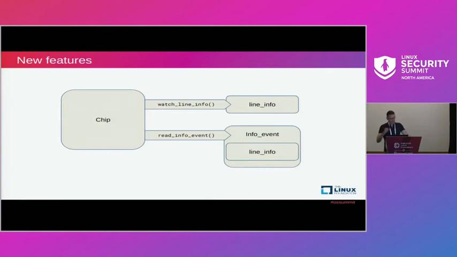So now about watching the changes in the status of lines. As I said previously, in V1 we have this problem where, let's say you get your line handles from your chip and then someone requests those lines. Unless you actively try to request them and fail, or unless you regularly reread the information, you will not be informed that something with them has changed. If a chip appears in the system, you get a new event. If a line gets requested or released, you get nothing.